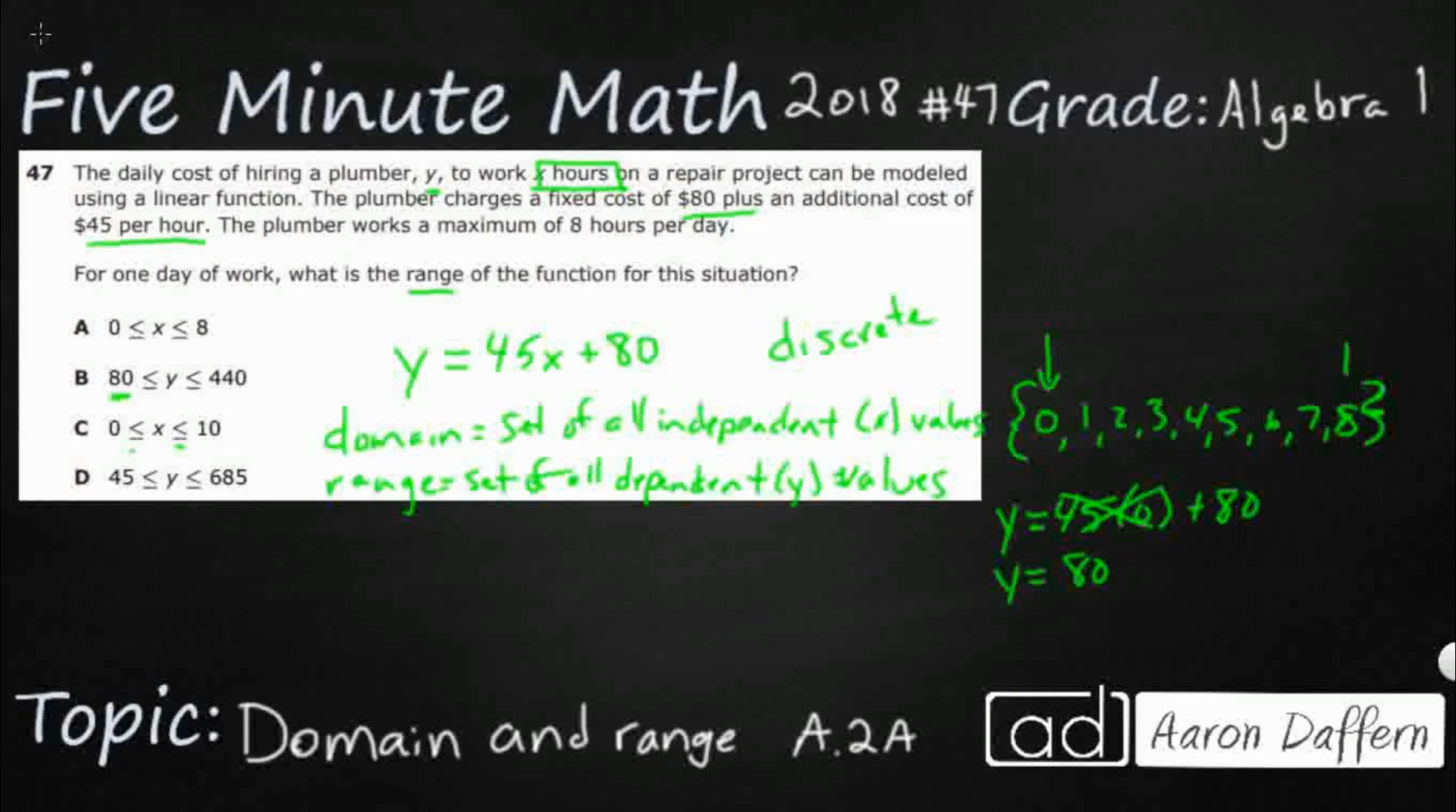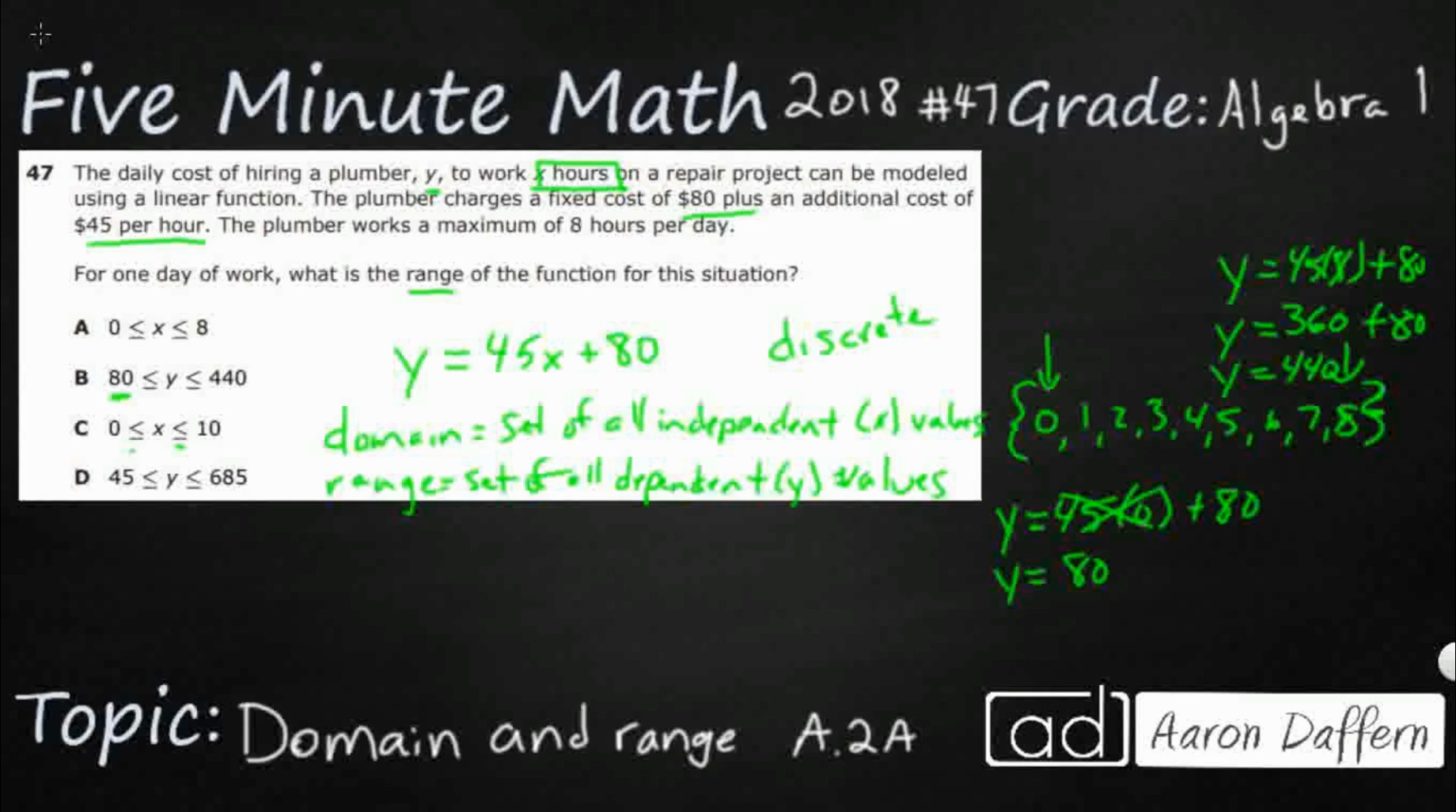Let's see what happens if he goes 8 hours there. So y equals 45 times, what's he work per hour? There we go, 45 times 8 plus your standard fee of $80. All right, so 45 times 8 is the same as 90 times 4, so that's 360. It's just doubling and halving. And that's going to be 360 and 80, so y equals 440. All right, so there's my upper and my lower bounds, right?